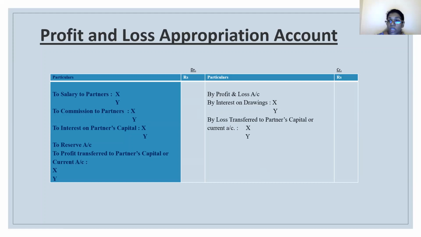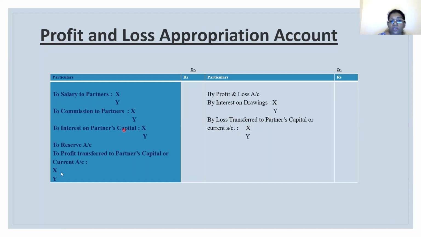Then we are going to enter the losses, if there are any, from the business. Then we are going to share it among the partners. So you can see here, when there is a loss, we are going to credit the profit appropriation account and debit the current account. By debiting the current account, we are going to reduce the capital or the ownership of the business.